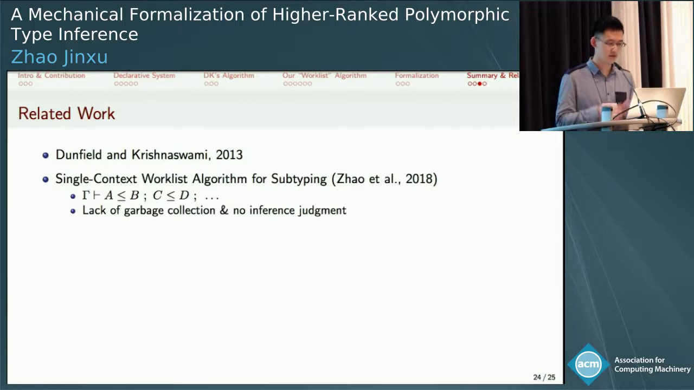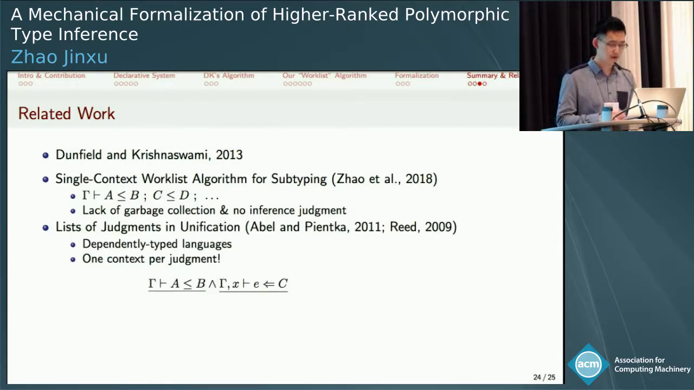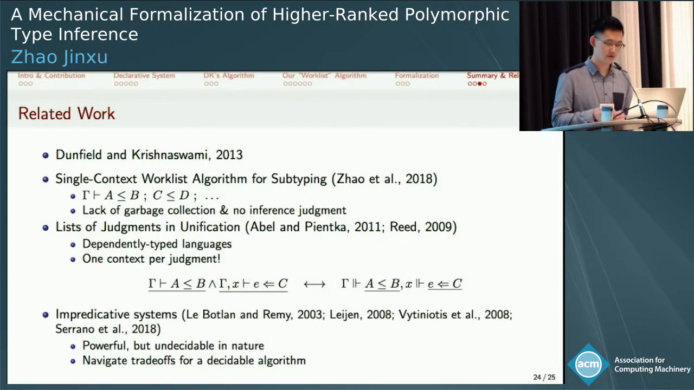Okay, and here is some related work. We previously used a single context worklist algorithm, but it does not work. The garbage collection is worse and there is no inference judgment support. There are also other works that use lists of judgments, but they use one context per judgment, which means more contexts, and we take a different approach.